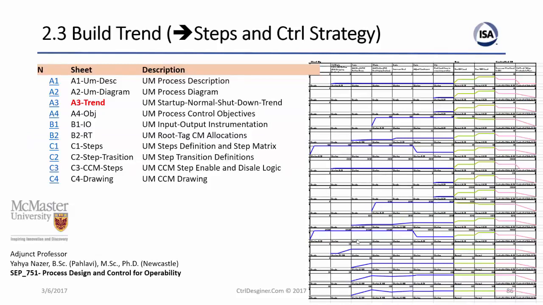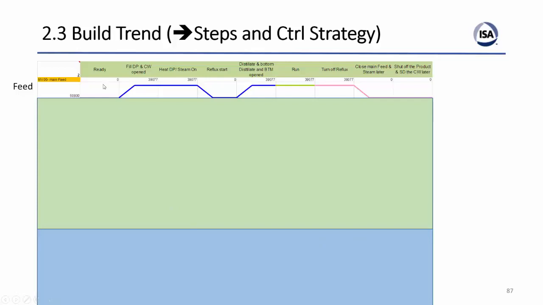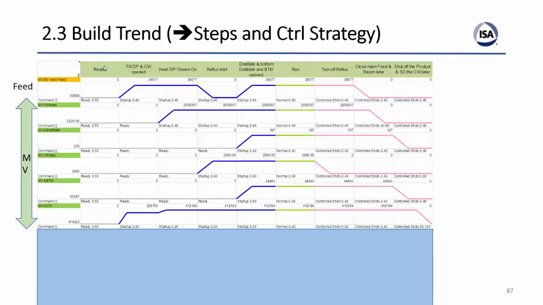The most important part of every unit is how to design its trend. Basically, the trend is a way that you define what the steps are and what the control strategy is. Therefore, if you look at this simplistic distillation here, if you look at the feed, we are saying we have ready, fill, and start the cooling tower. Therefore, these are the states that we might have. It doesn't necessarily mean these are steps. Therefore, the way this tool works is you will document every time that you have anything going on.